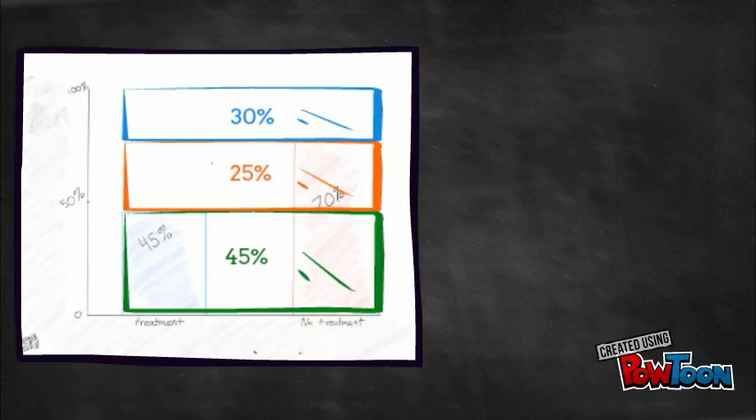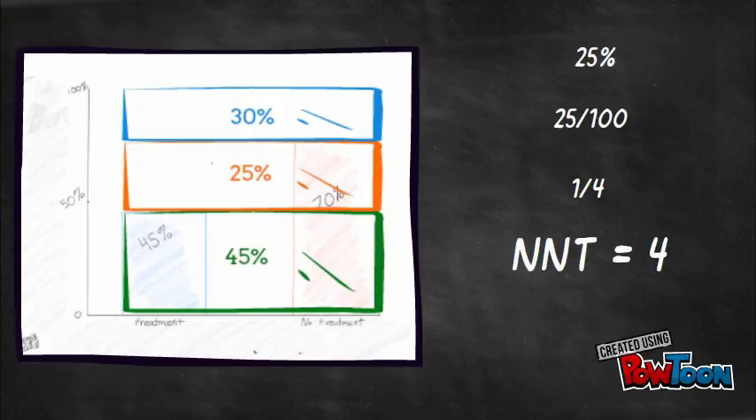Looking at the math now, we have the 25% of patients who were saved by the treatment. This means that 25 out of 100, or 1 out of 4 people, were saved by the treatment. Therefore, if 4 people are treated, 1 potential bad outcome would be prevented. The number that needs to be treated in this case is 4.